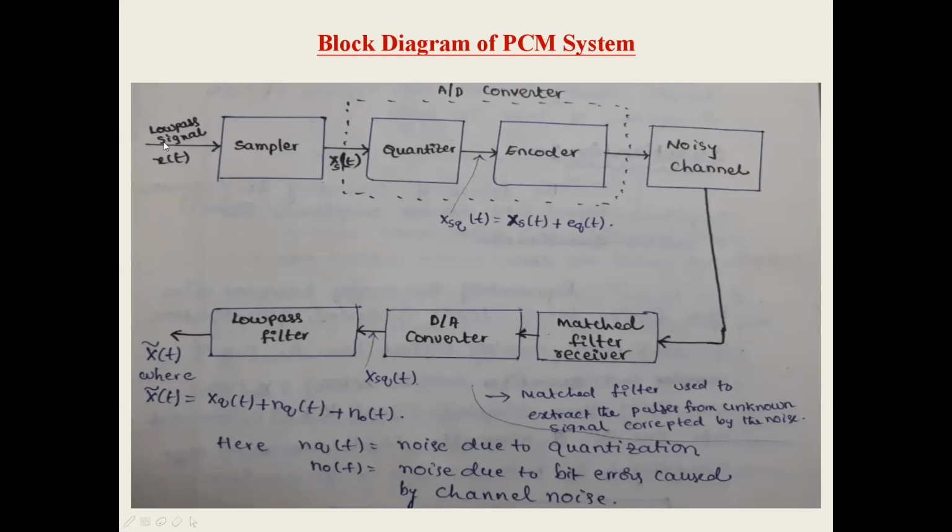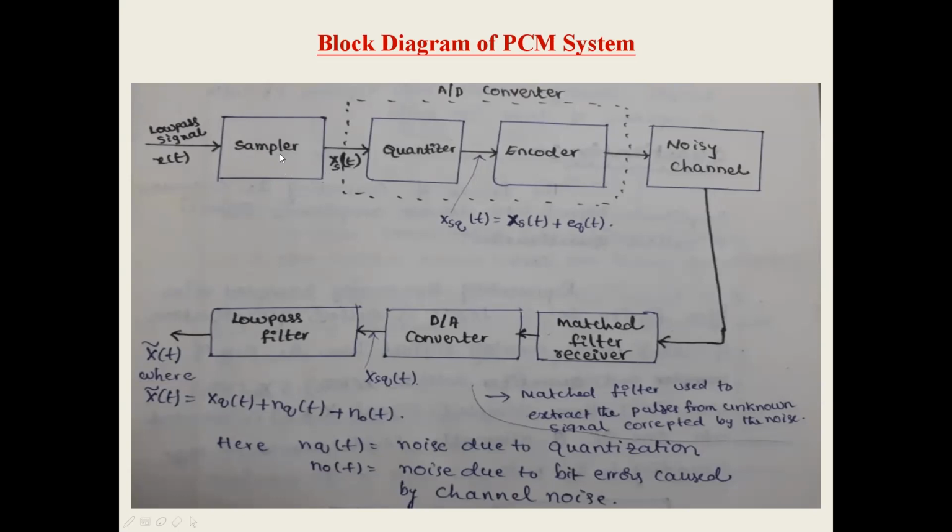So what happens when the x(t) signal is passed through a low pass filter, or a band limited low pass filter? It removes the unwanted frequency components other than fm. Only frequency components up to fm are passed, and that x(t) signal is applied to the sampler. Now the sampler will perform sampling. It converts continuous time into discrete time.